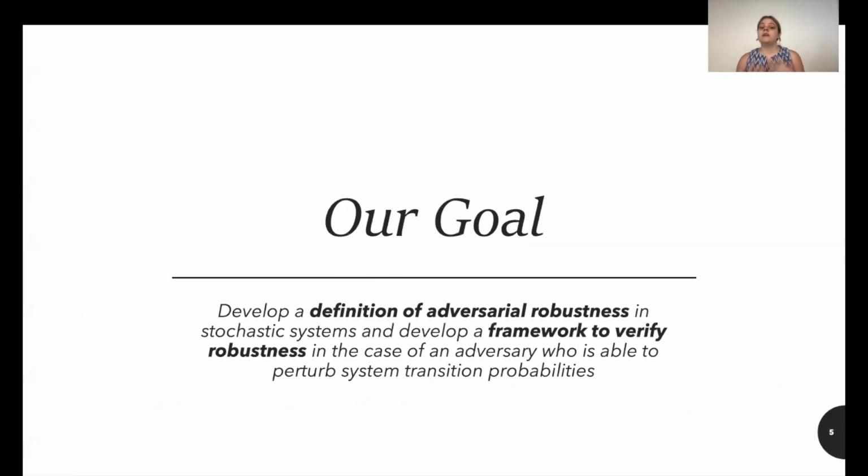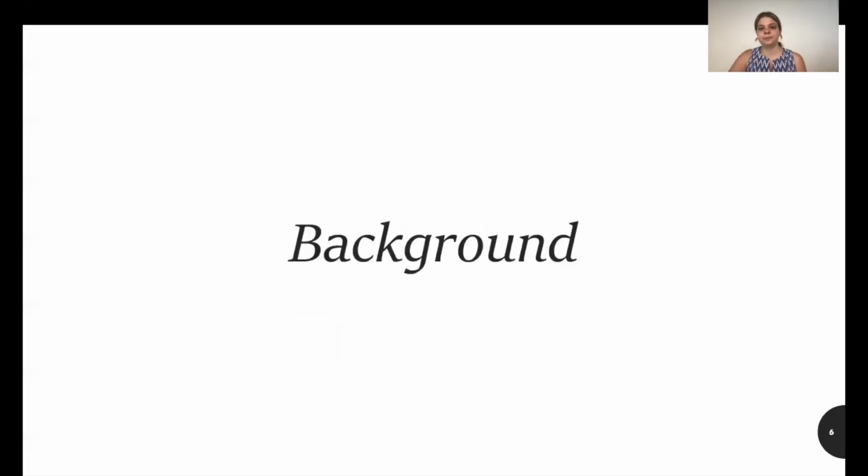Our goal is to develop a definition of adversarial robustness in stochastic systems such as these, and develop a framework to verify robustness in the case of an adversary who's able to perturb system transition probabilities. We also want to be able to find the worst case adversary and see exactly what kind of perturbations are causing the system to fail.